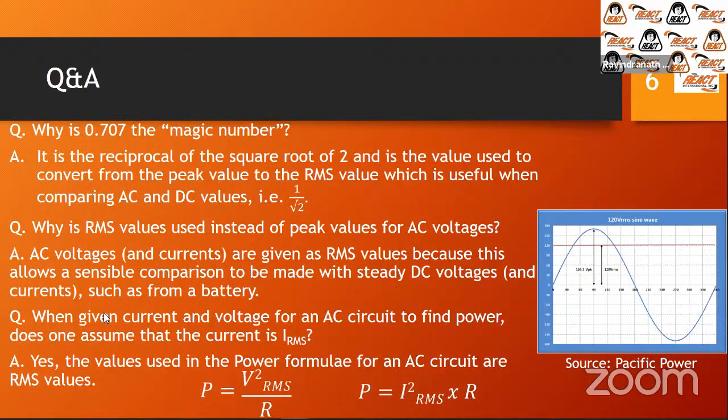So the last question, question number 3, is also related. The question is, when given current and voltage for an AC circuit to find power, does one assume that the current is RMS current, or IRMS? Actually, I found that to be an excellent question. And the simple answer to that is yes.